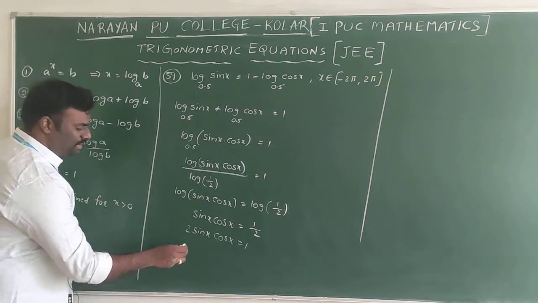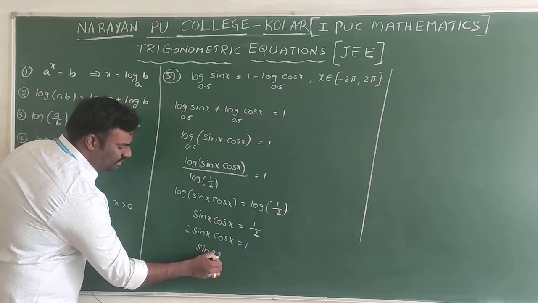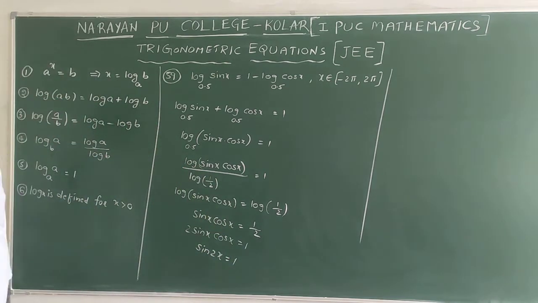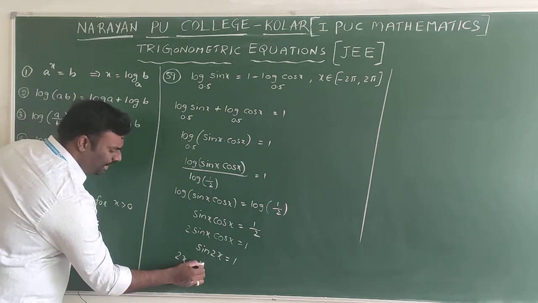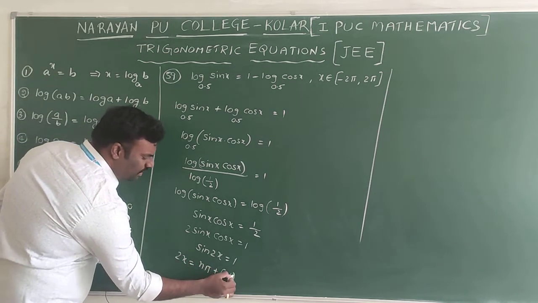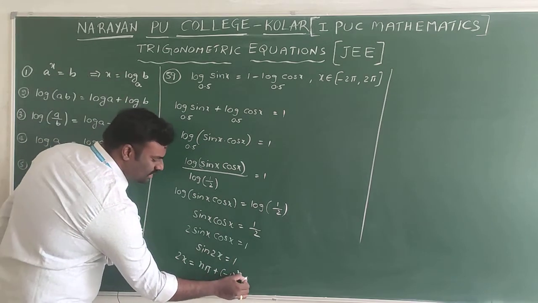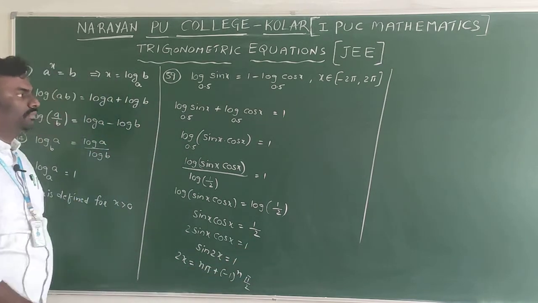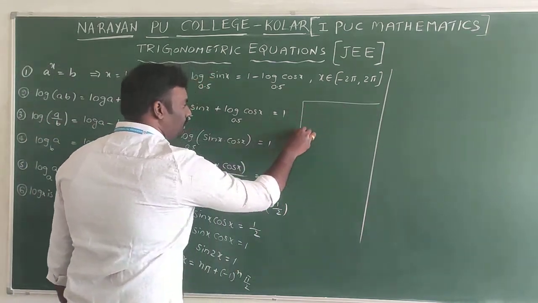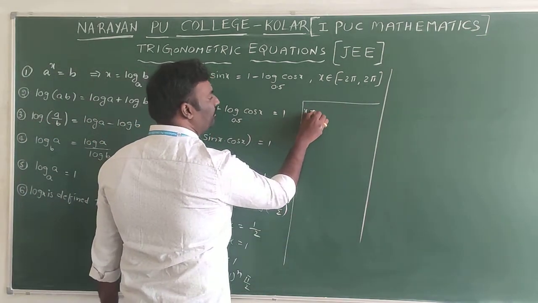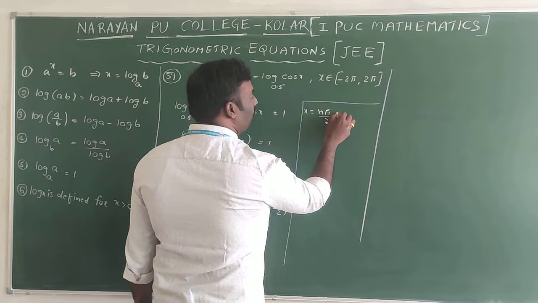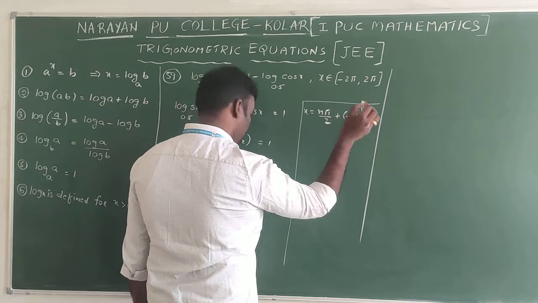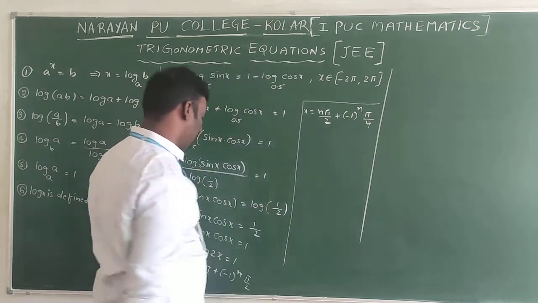2 sin x cos x can be written as sin 2x equals 1. So if sin 2x equals 1, we can write 2x equals n pi plus minus 1 power n into, when sin value is 1, that is pi by 2. So from this we can write x equals n pi by 2 plus minus 1 power n pi by 4.